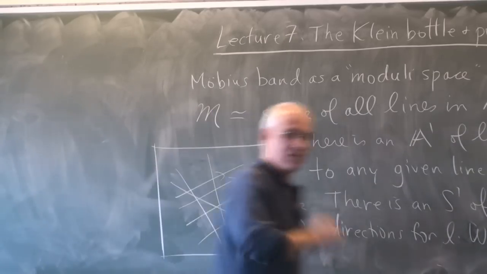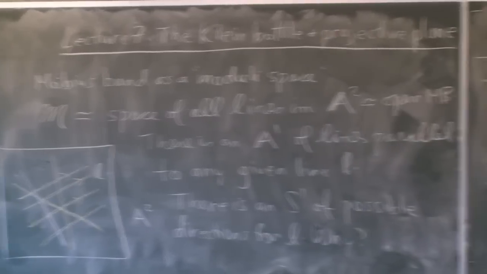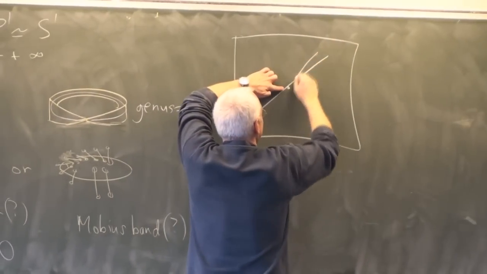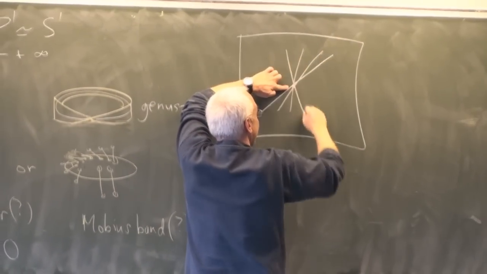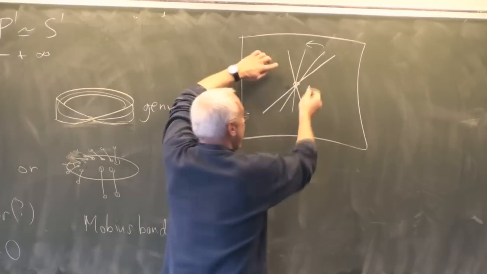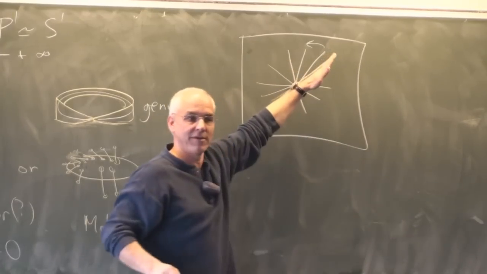Okay, so here's a loop of lines. Here's our A2. Let's start with that line, and now I'm going to consider this whole family of lines. I'm just going to rotate that line around some fixed point, and I'm going to get eventually back to where I started.